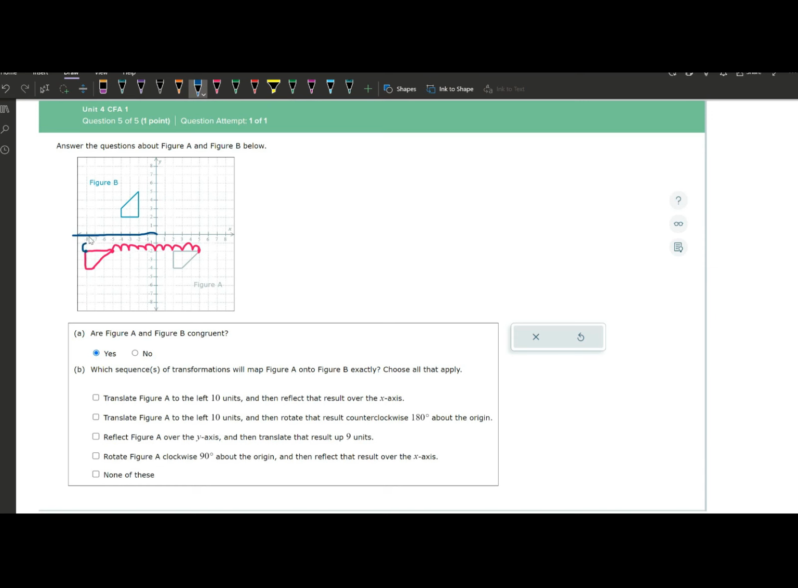This point is 2 units away from the mirror. It reflects 2 units to the other side. This point is 2 units away from the mirror. It reflects 2 units to the other side. Then we're looking at something like this. It is the flipping of the figure. So this figure doesn't match with figure B. So this is a wrong statement.